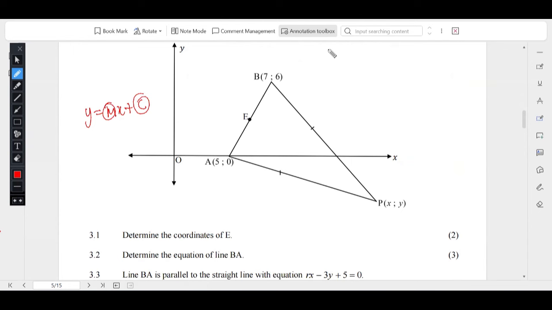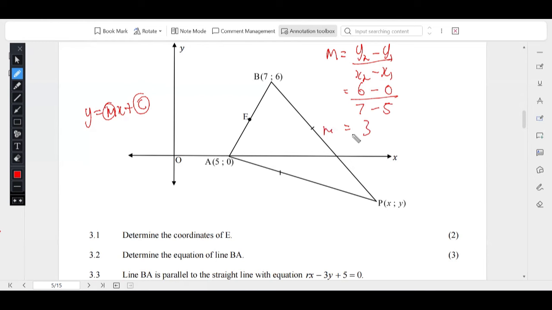So we can start by calculating the gradient. It's just y2 minus y1 over x2 minus x1. So what is your y2? You can take it as 6 and then minus 0. And then what is your x2? Can say 7 minus 5. So this is 6, and then 7 minus 5 is 2. 6 divided by 2, this will give us 3. So our gradient is 3.